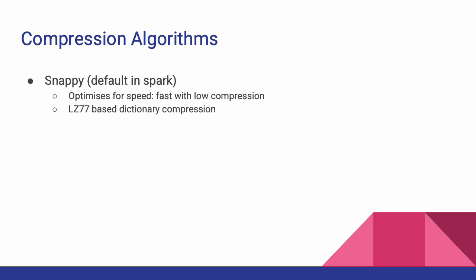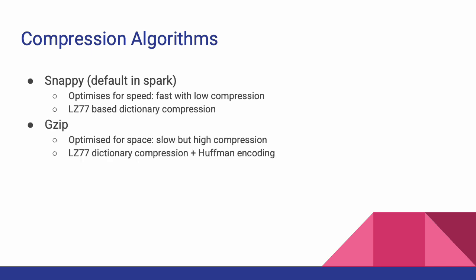The default compression algorithm in Spark, whenever you are writing Parquet files, happens to be Snappy, which is optimized for speed. It is fast, but it may not give you very good compression. It is based on dictionary compression of LZ77. And then there is gzip, which is optimized for space. It can be slower than Snappy, but it will give you higher compression. It is also based on LZ77 dictionary encoding, plus it also uses Huffman encoding.